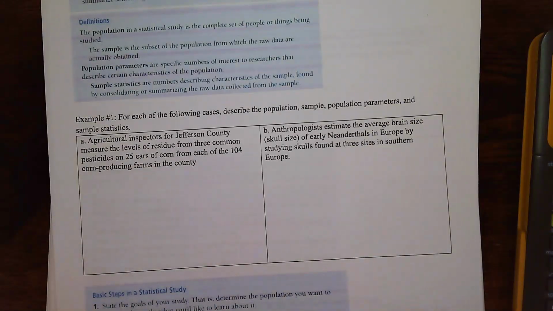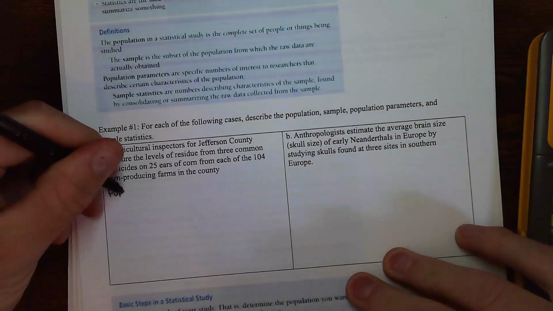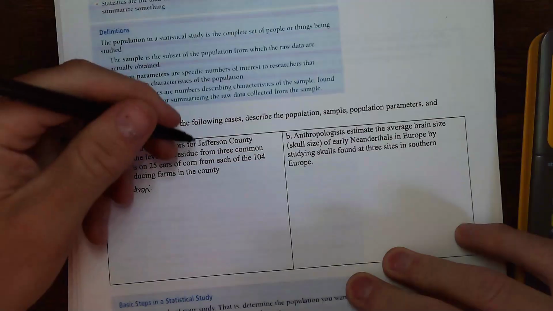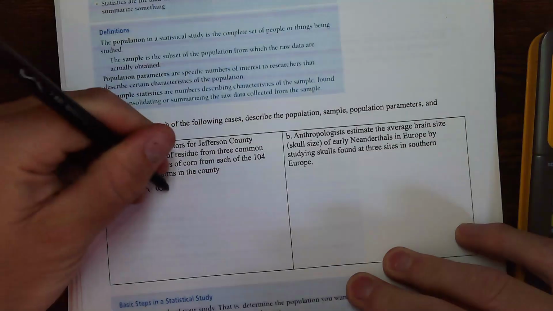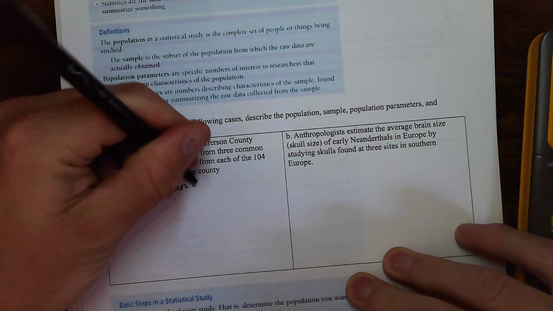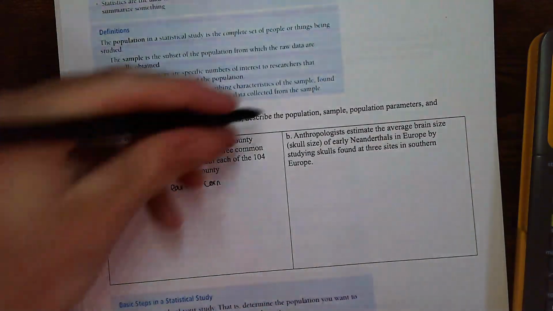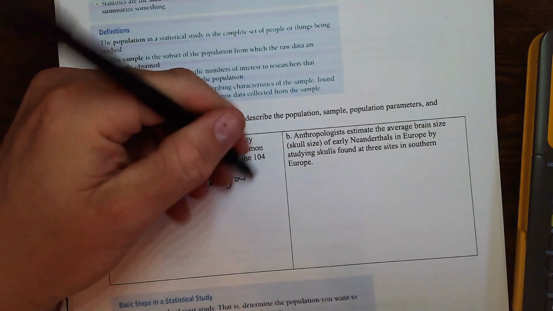And so what the population is, what's the overarching group that we're trying to represent? In this case, the population would be all ears of corn grown in the county, because this is the overarching population that we're trying to represent, all ears of corn grown in the county.